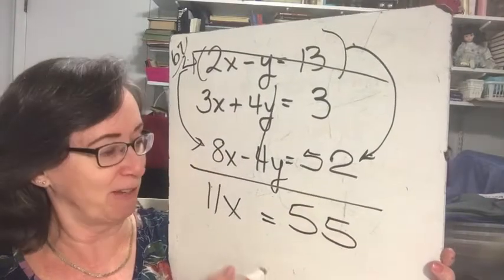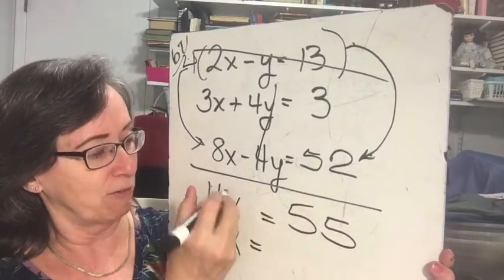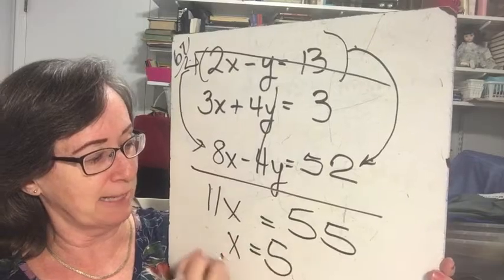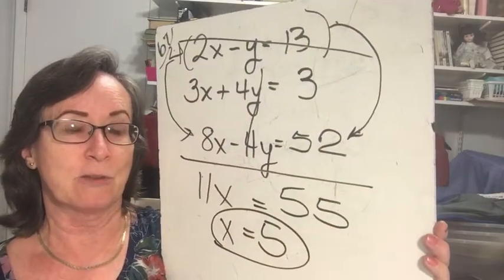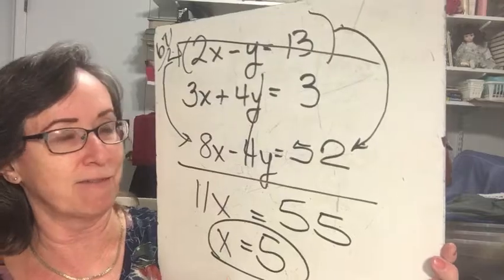11 goes into 55 evenly. 55 divided by 11 is 5. So x is 5. So the x part of the ordered pair is 5.